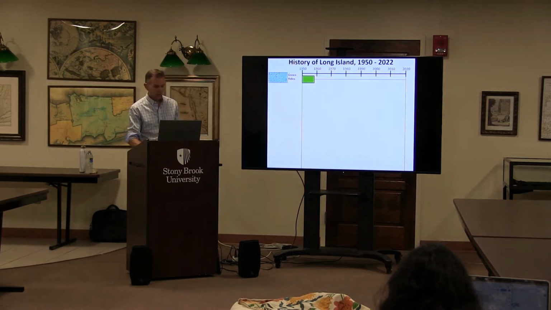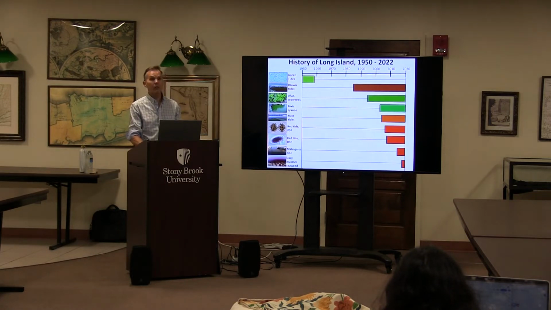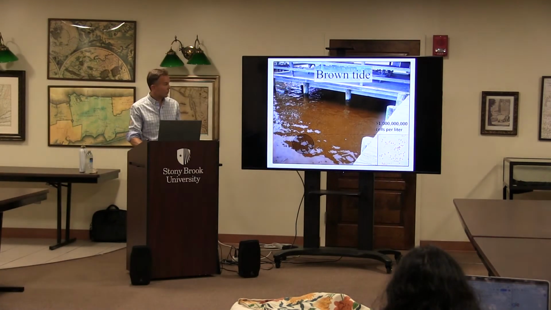But that changed starting in 1985. That's when brown tides began here on Long Island, one type of harmful algal bloom that I'm actually going to talk the most about. And we've been in a situation where there's been all these other harmful algal blooms showing up year after year, oftentimes to the detriment of fisheries. But again, I'm going to focus mainly on brown tides.